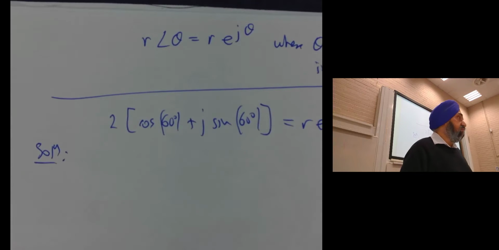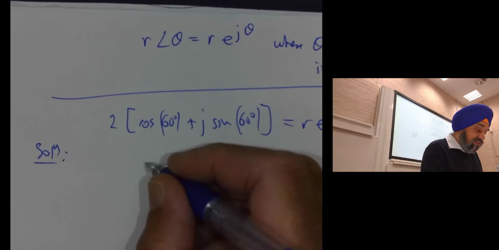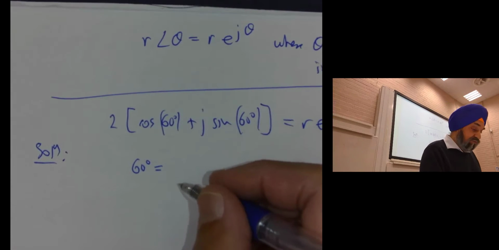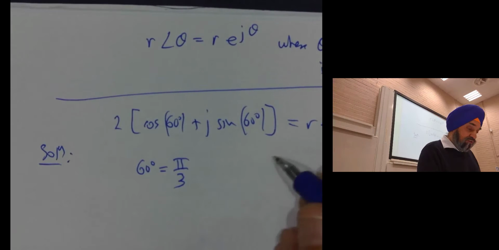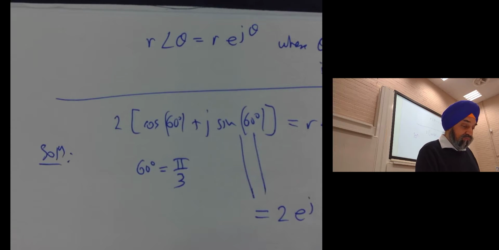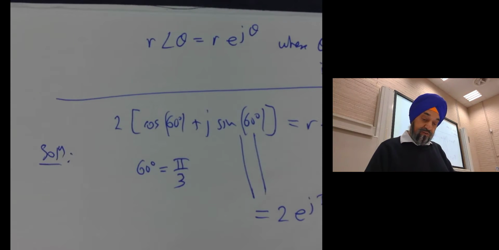Why can't it be 60? So you need to change it into radians. Let's ask someone, why can't it be 60? Yeah, you've got to convert it to radians. So 60 degrees, what is that in radians? Yeah, pi over 3, exactly. So this is equal to 2 e to the j, what? Pi over 3, of course. So you write that as 2e to the j pi over 3.